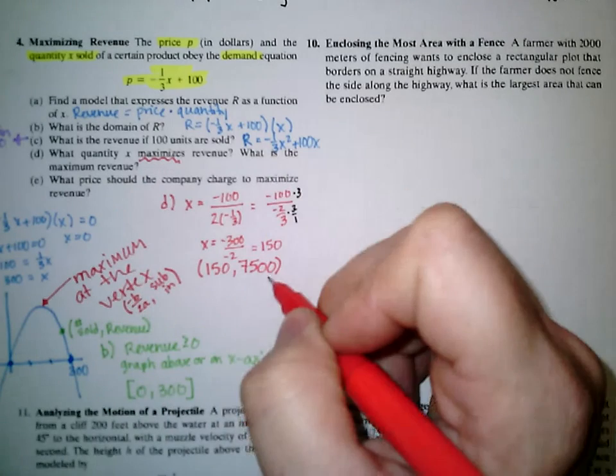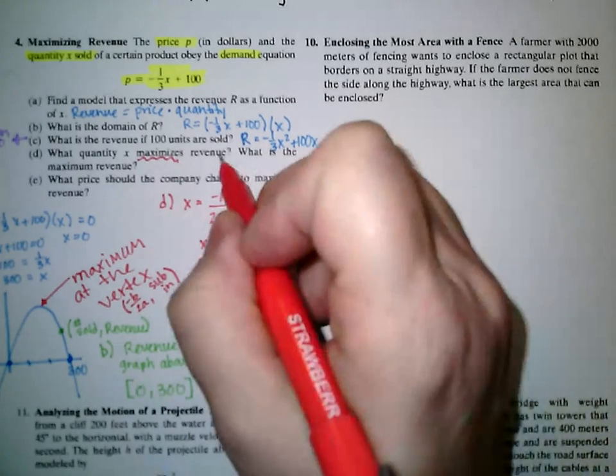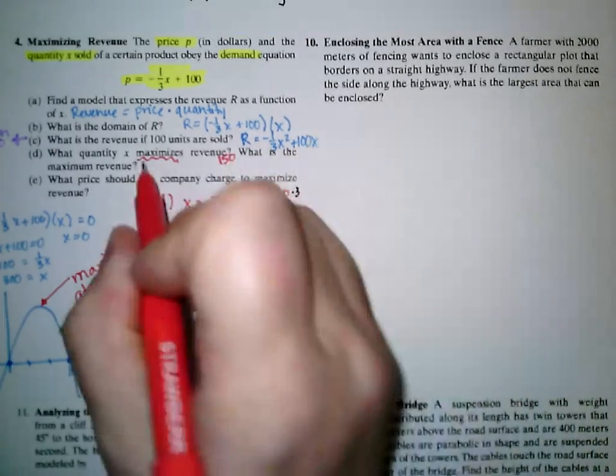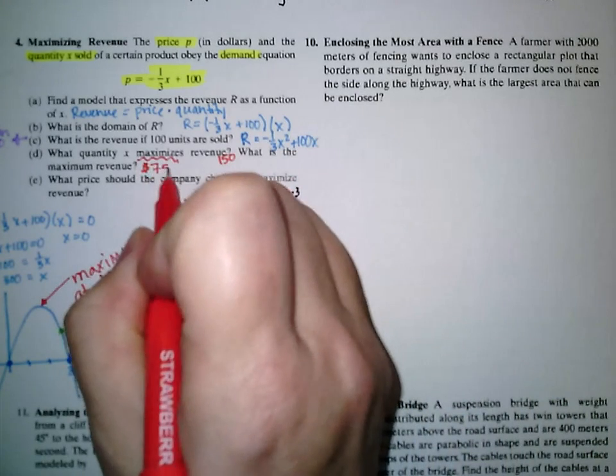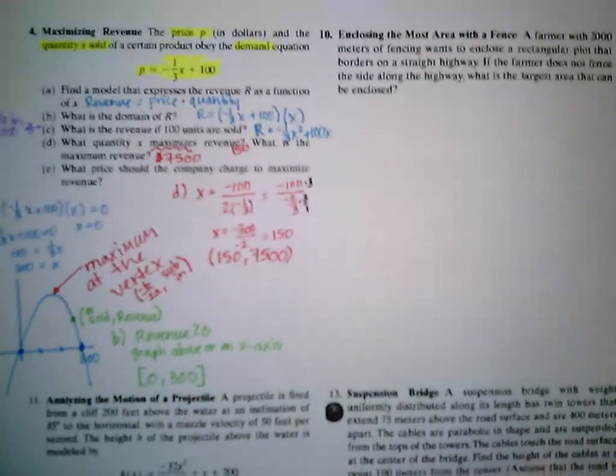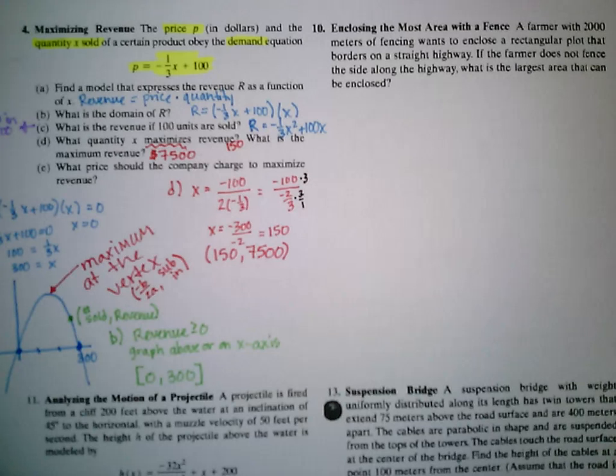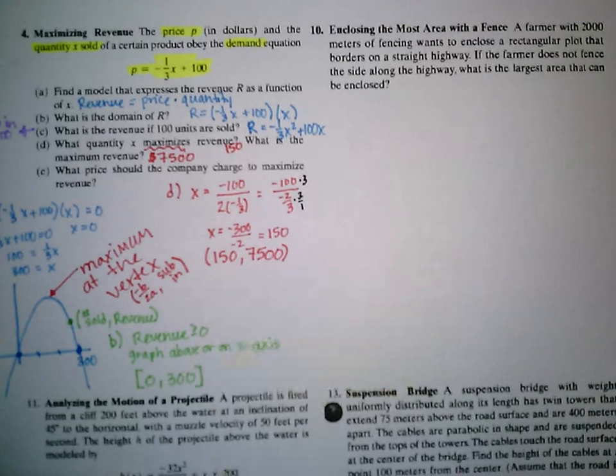What is the maximum revenue? 7,500. So 150 for the first question, 7,500 for the second. And then what price should the company charge in order to maximize revenue? Well, that can't be answered from this ordered pair.